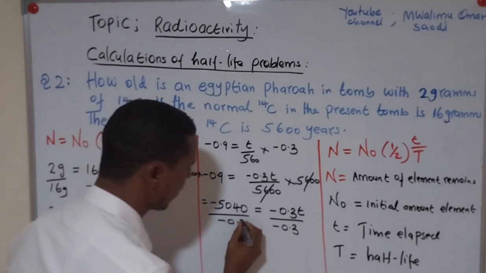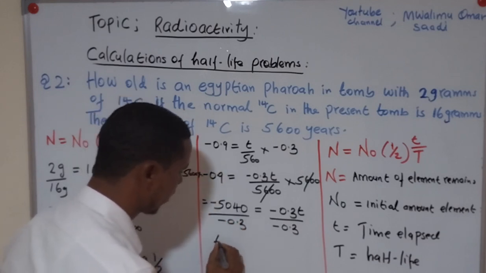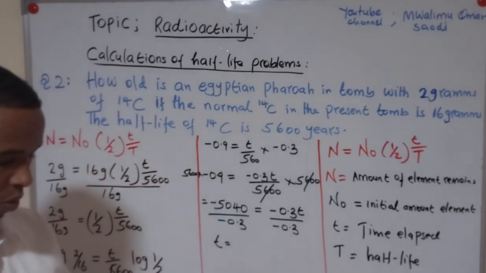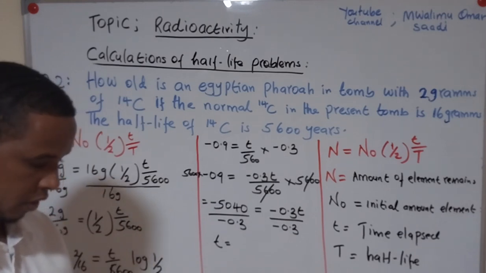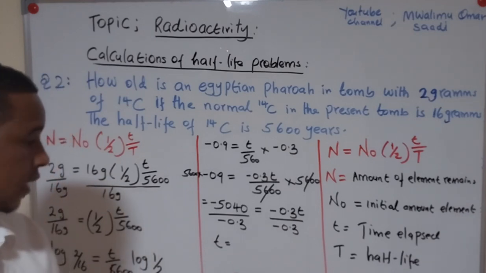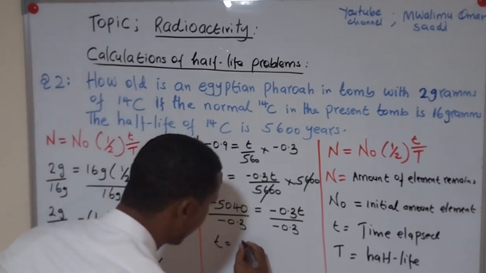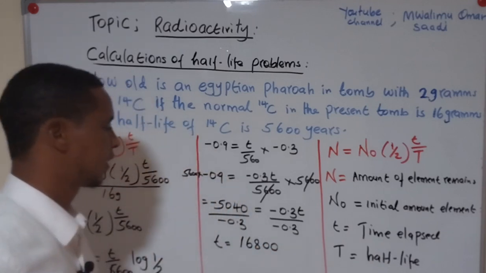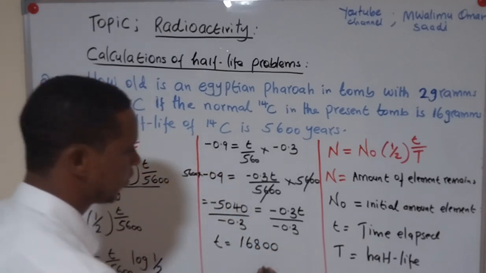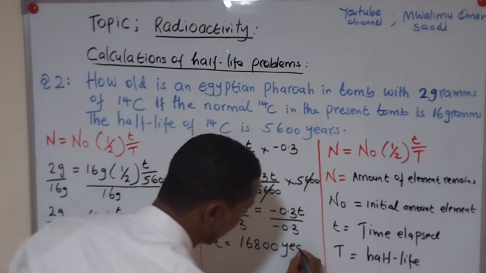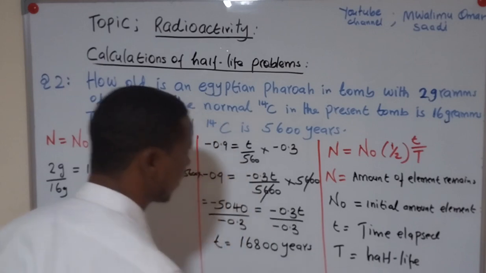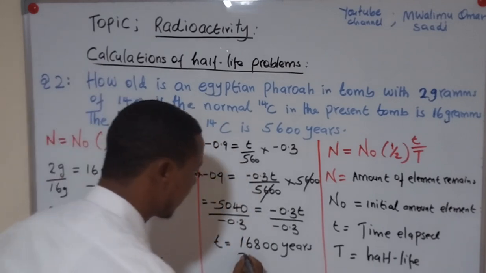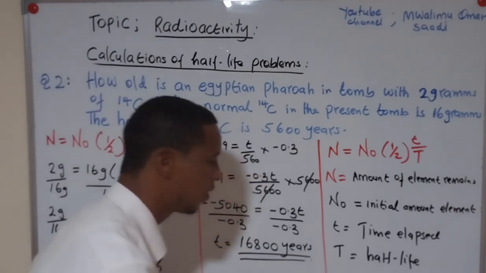Okay, so from there, to get t, we divide by negative 0.3 on both sides. So t is equal to negative 5,040 divided by negative 0.3. That will give us 16,800. Yes, 16,800 years. So that is the age of the pharaoh.